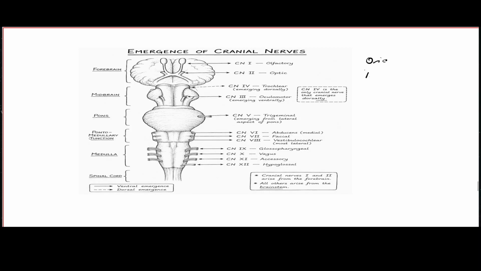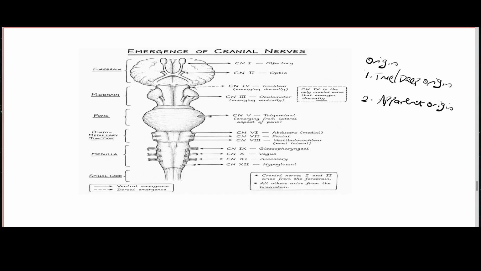The origin of the cranial nerve. So we have number one, the true origin or the deep origin, and we also have the apparent origin. Now when we talk about the deep origin or the true origin, this is the actual source of the nerve fibers.